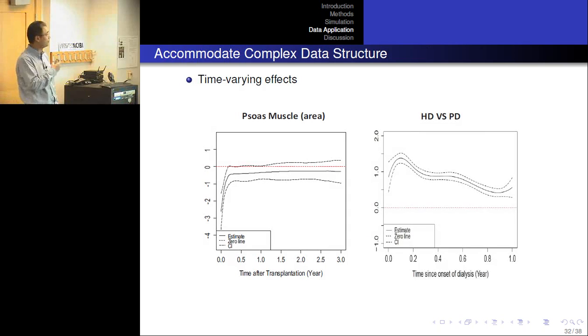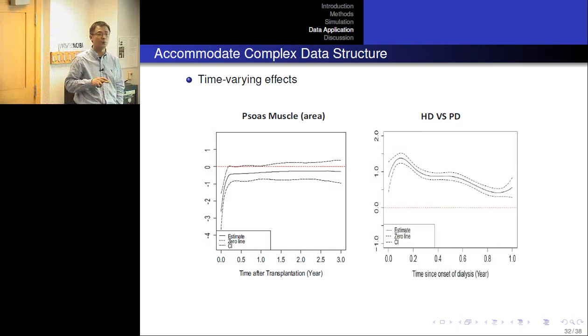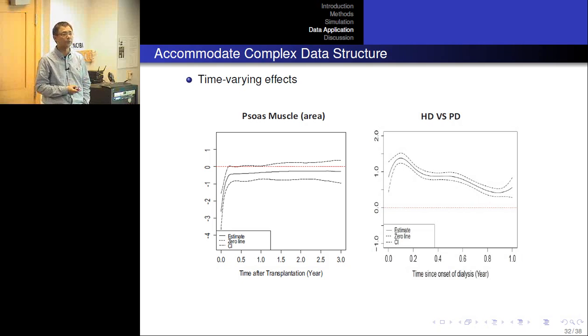So I want to take some time to talk about, because at the beginning I mentioned that for the Cox model, there's no big difference between our proposed boosting algorithm and the previous gradient boosting algorithm. I want to use an example to illustrate the idea. For more complex data structures, there will be a big difference between our proposed method and the previous method. The situation is called time varying effect.